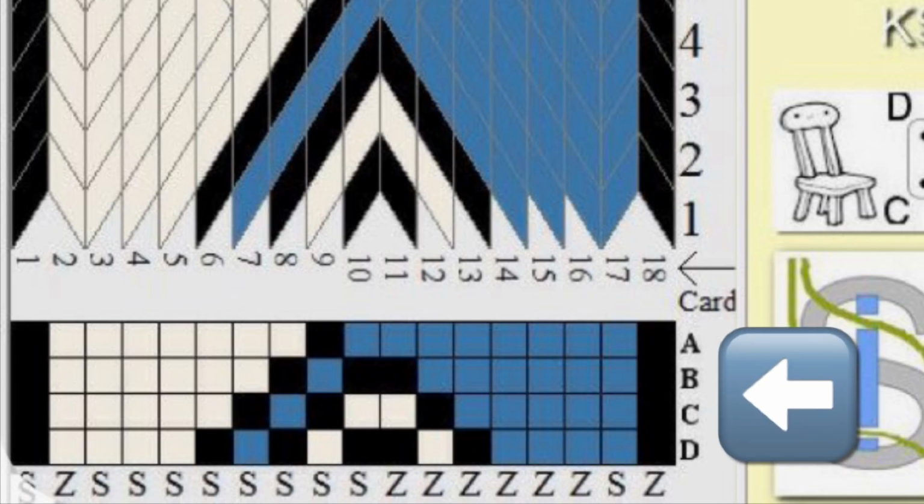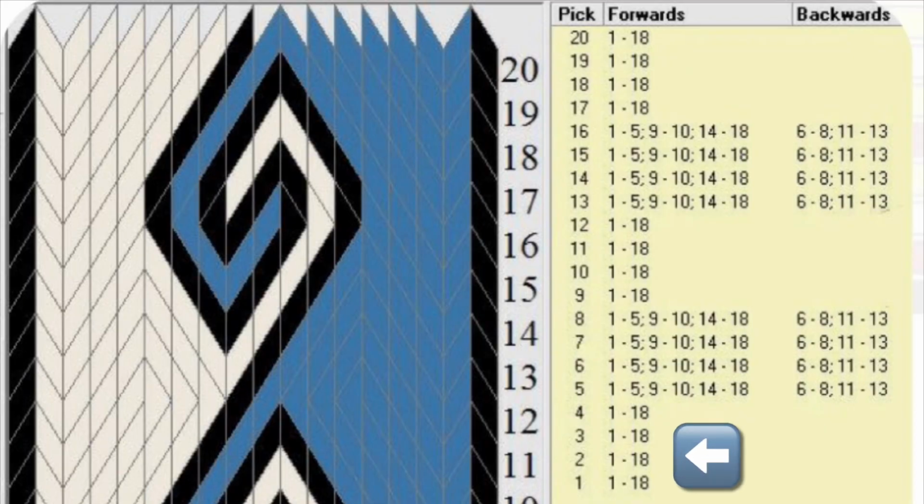When we look at the threading chart, notice your A, B, C, and D's start at the top and go down. And you have S and Z underneath your squares. This one does not show your tablet slant, so you have to be careful that you're doing your thread direction to S and Z and not your tablet slant. Notice above the threading chart, your cards are each numbered 1 through 18 in this case, from left to right. Your turning directions use these card numbers.